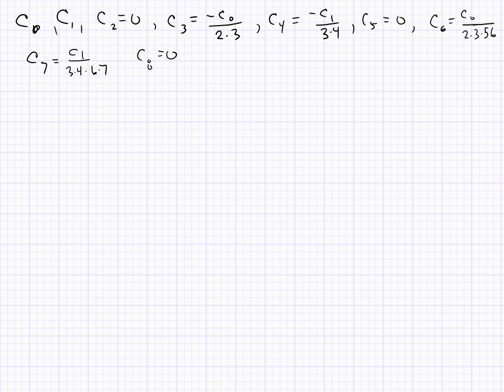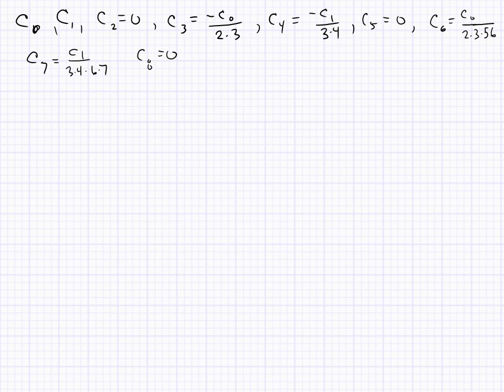Okay, so if you go back and look, you'll see that we found different c sub values, but we never figured out what c sub 0 or c sub 1 would equal. We said c sub 2 equals 0, c sub 3 equals negative c sub 0 over 2 times 3, c sub 4 equals negative c sub 1 over 3 times 4, etc. We never figured out what c sub 0 or c sub 1 equal. So we're just going to call c sub 0 and c sub 1 c sub 0 and c sub 1. We have no idea what else to call them, so that's what they're going to stay. But we did find all these other c values.